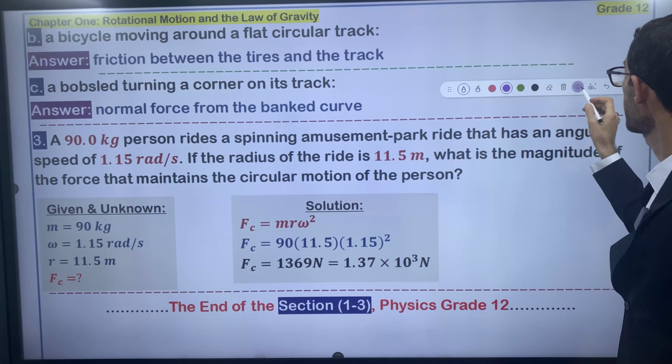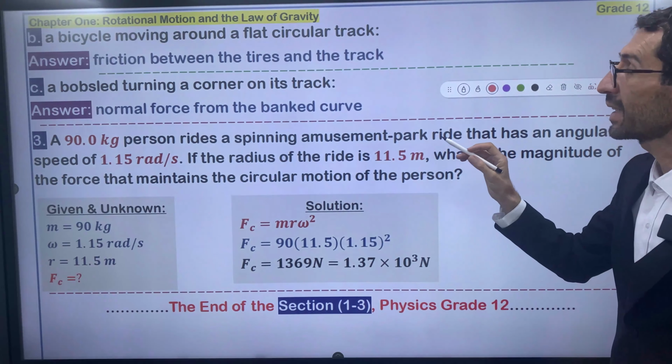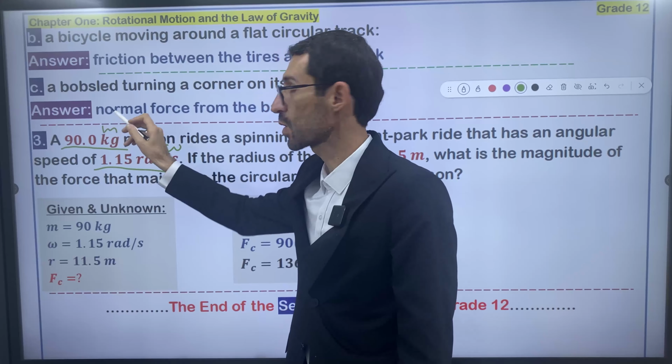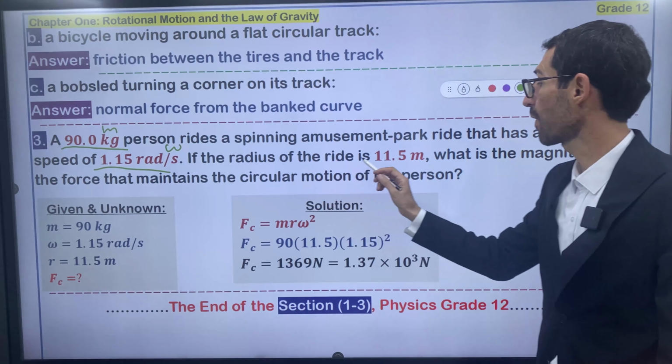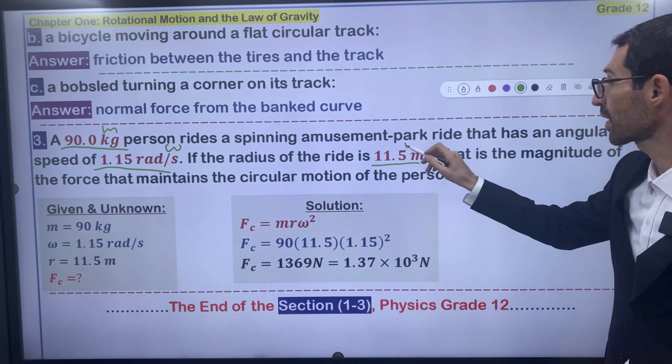The last question, number 3, is actually a problem. Let me read it for you. A 90 kilogram person, this is the mass of a person, rides a spinning amusement park ride that has an angular speed of 1.15 rad per second. So this is omega, angular speed, and the first one was m. If the radius of the ride is r equal to 11.5 meters, what's the magnitude of the force? So we look for centripetal force. What's the magnitude of the force that maintains the circular motion of the person?